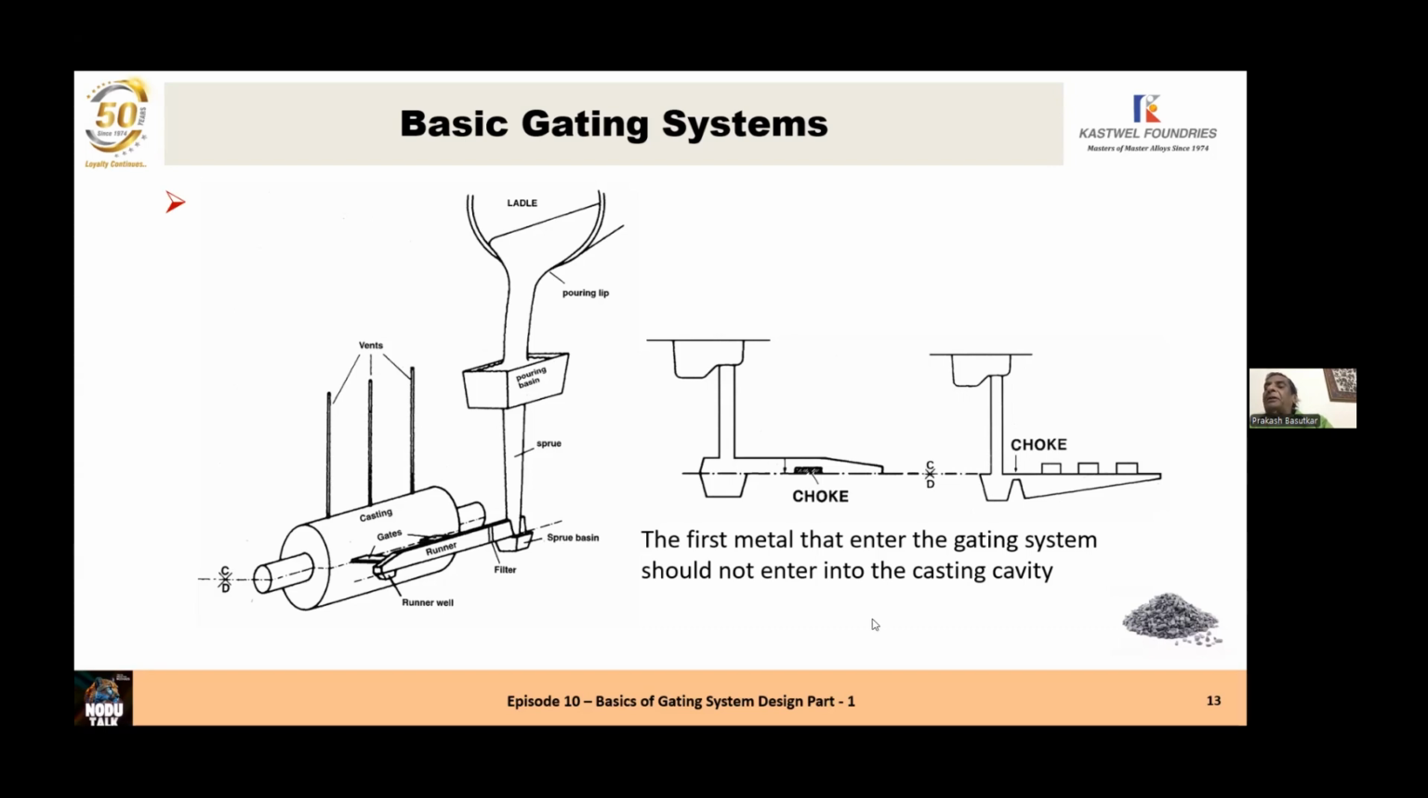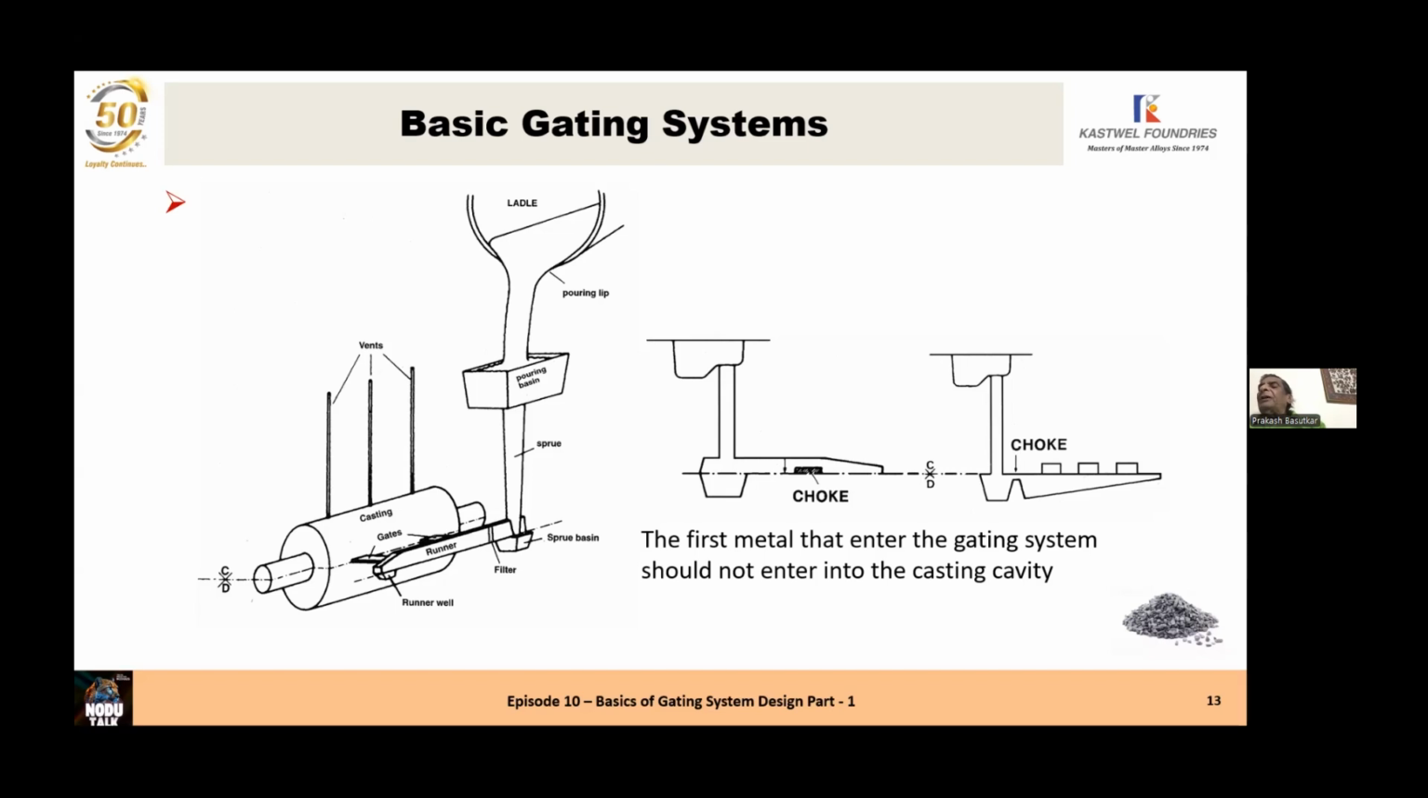Then the metal will go into the pouring basin, fill up the pouring basin, and then into the runner. As the runner is filling up, some metal will start moving from the choke into the mold cavity. So this is one of the disadvantages of this system, where the choke is at the ingate. Before the runner is full, the metal starts moving into the casting cavity. So just be aware of this problem with this system where the choke is at the ingate.